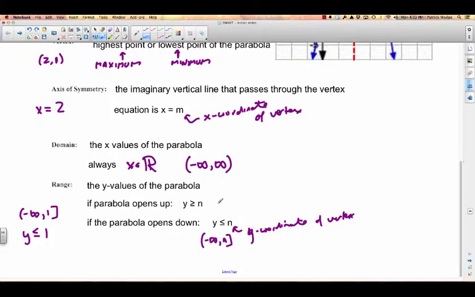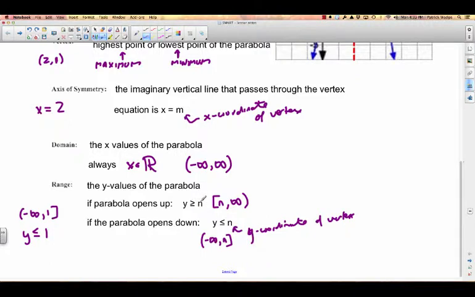Now if it opens up, again, n is going to be the y coordinate, of course. It's not going to be y is less than or equal to n. It's going to be y is greater than or equal to n. In other words, it's going to start at n and go up to infinity, like that. And that'll always be the range if it's opening up.